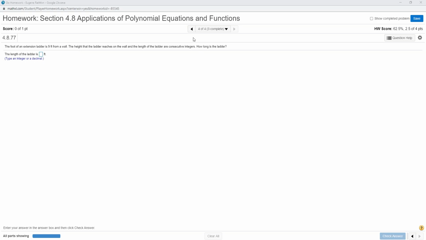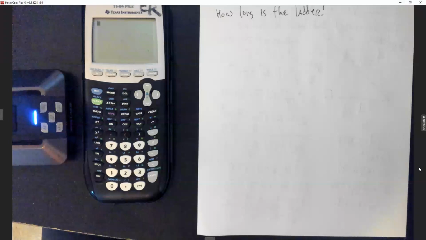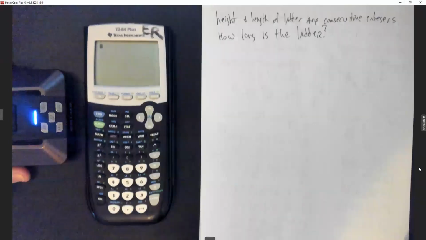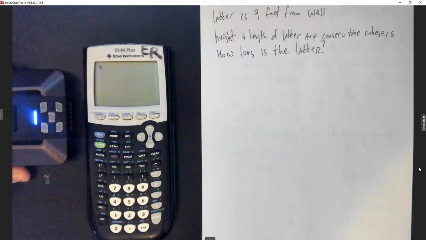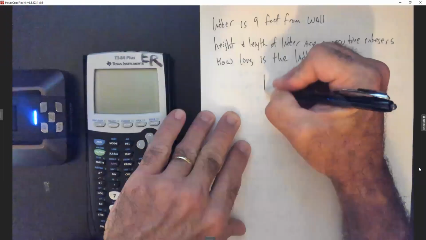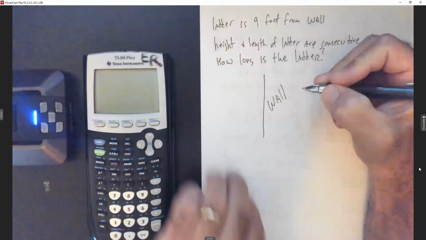All right, so let's draw this one up and see what we get. All right, so let me draw what I got. I've got a wall sitting here, so there's my wall. And I got a ladder leaning up against that wall.